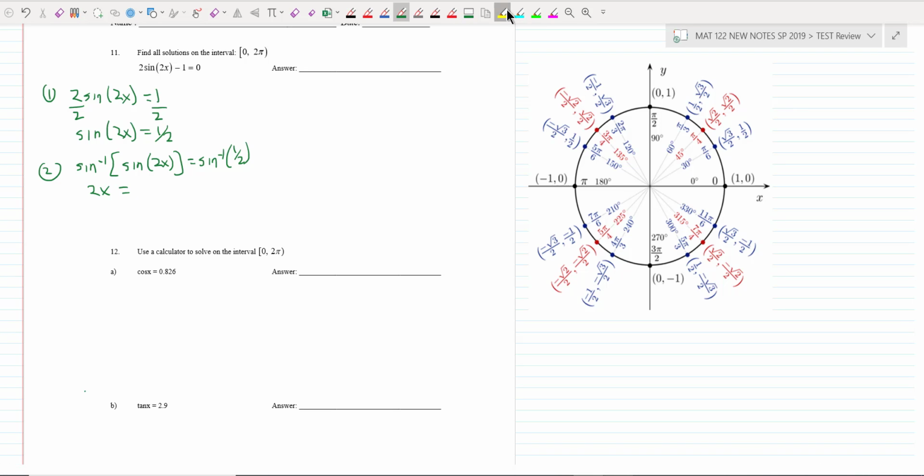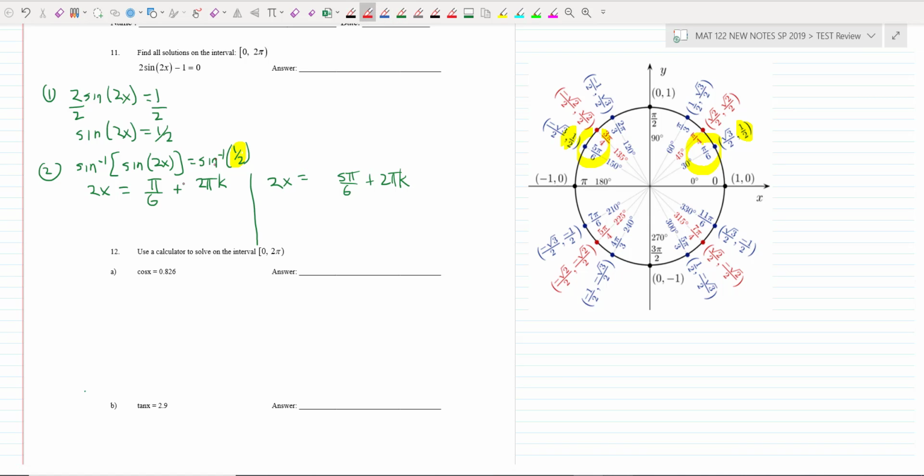Now we need to look at the unit circle. There are 2 places where the sine is a half. That happens at pi over 6 and 5 pi over 6. So we're actually going to get 2 formulas for this. We're going to have 2x equals pi over 6. Now again, what's the period of a basic sine of x? 2 pi. So we're going to say plus 2 pi k, where k is an integer. Then the other answer is 2x equals 5 pi over 6, and again, we'll say plus 2 pi k.